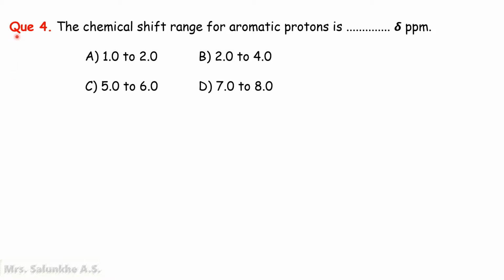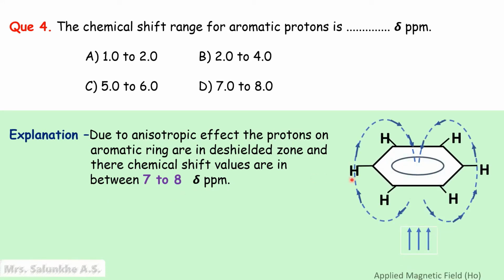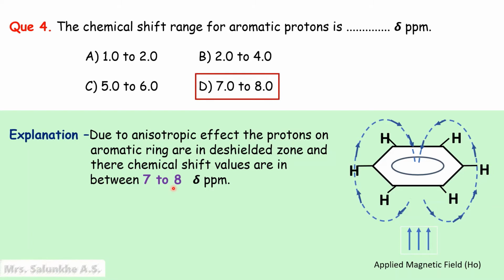Question number 4. The chemical shift range for aromatic protons is dash dash delta ppm, and in case of aromatic compounds, the characteristic chemical shift value is 7 to 8 delta ppm. This is because when such compounds are placed in an applied magnetic field, protons present on the aromatic ring are present in the deshielded zone, and due to the anisotropic effect, aromatic protons are in the deshielded zone and have characteristic chemical shift values between 7 to 8 delta ppm. Therefore the correct answer is D, 7 to 8 delta ppm.